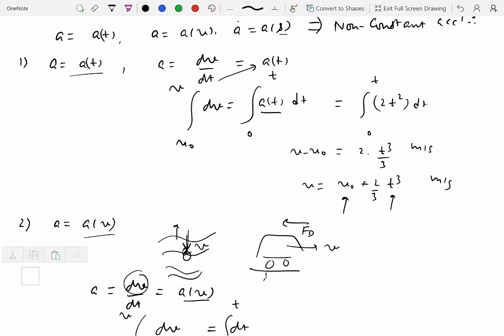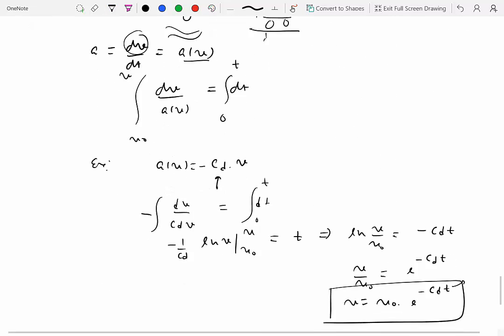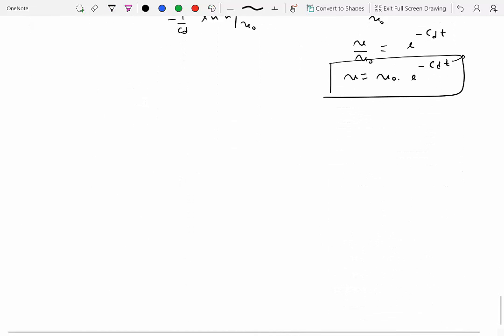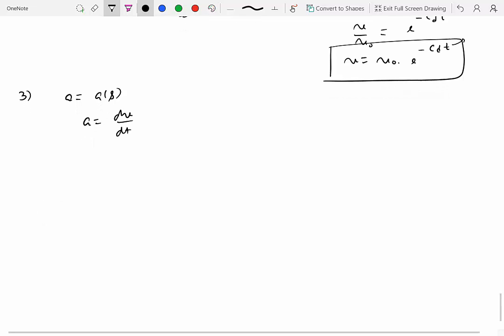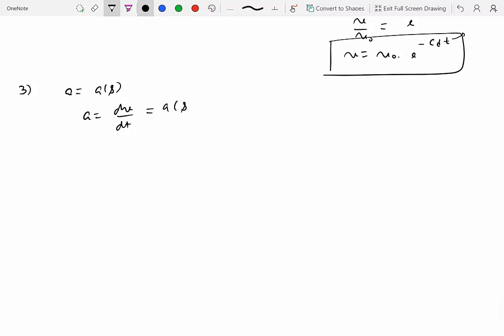The third case remaining is acceleration as a function of displacement. So let's look at that. So acceleration given as a function of s, right? Okay, so what is the definition of acceleration? Let's start with that, dv over dt. Okay, now acceleration is given as a function of s. How do we integrate this?